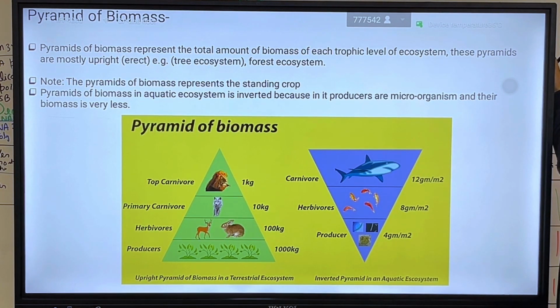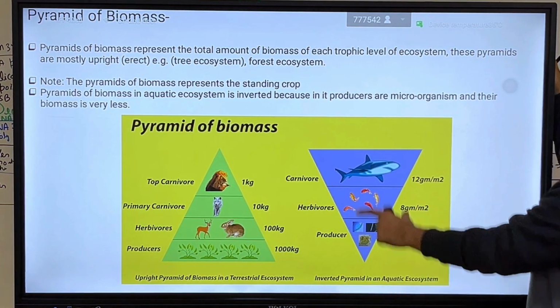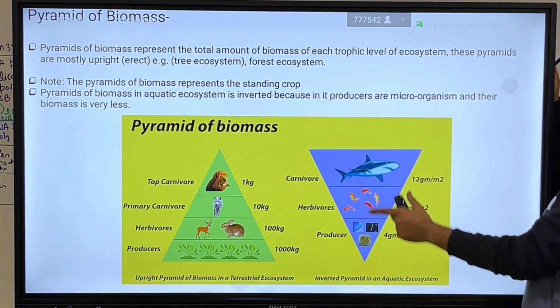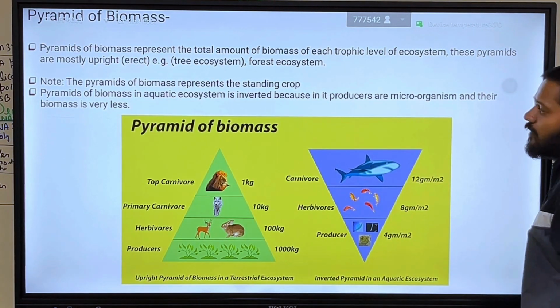Okay, so the weight of your phytoplankton is very less, while the weight of a single shark is very much. That's why the ecological pyramid of your aquatic ecosystem is inverted.